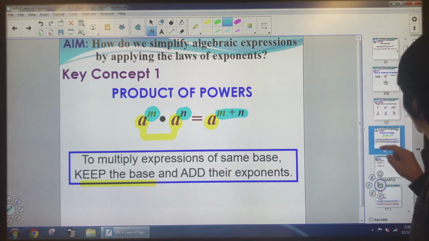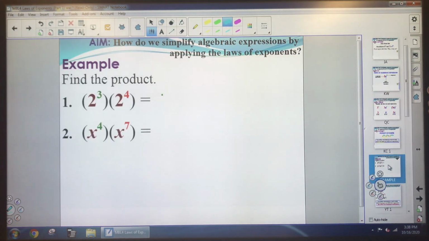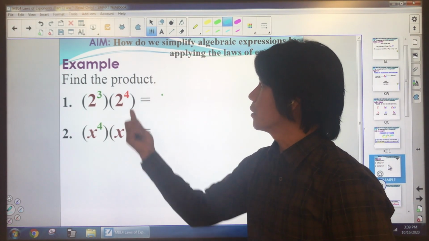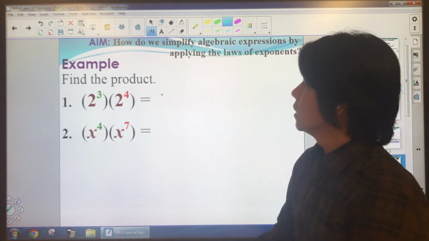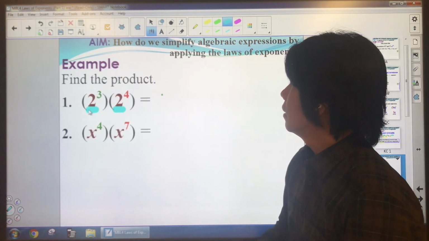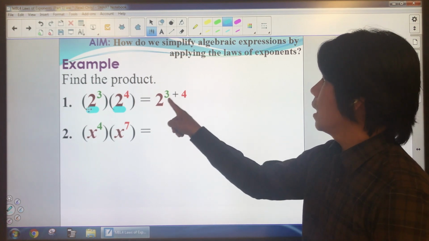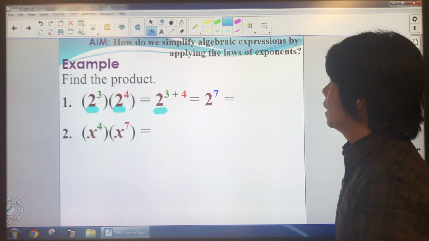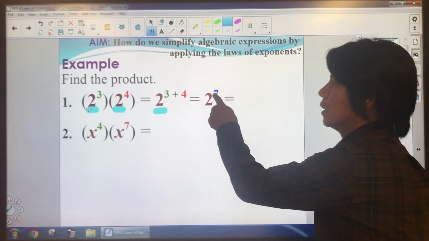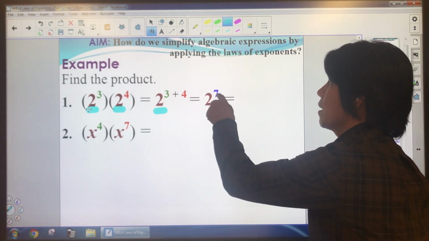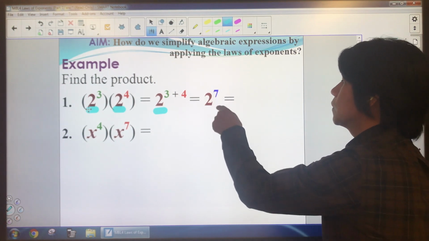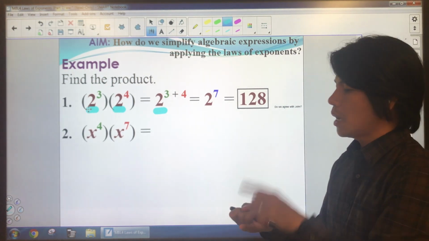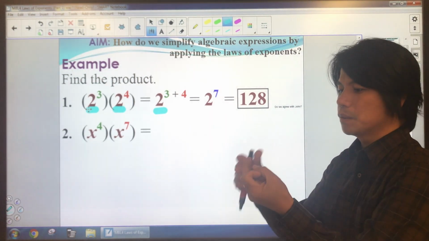Let's have some examples right here. So it says find the product of 2 to the third times 2 to the fourth. And since we have the same base, right? We keep the same base and we add the exponent. So what is the result? It's 2 to the 7th power. 3 plus 4 is 7. Now you can simplify this further, and that is 128. That's because it's 2 times 2 times 2 times 2 times 2 times 2 times 2.